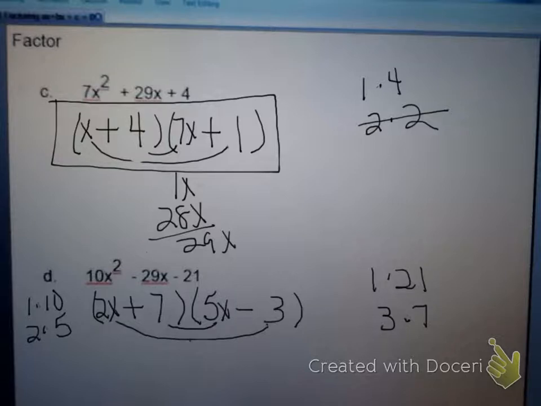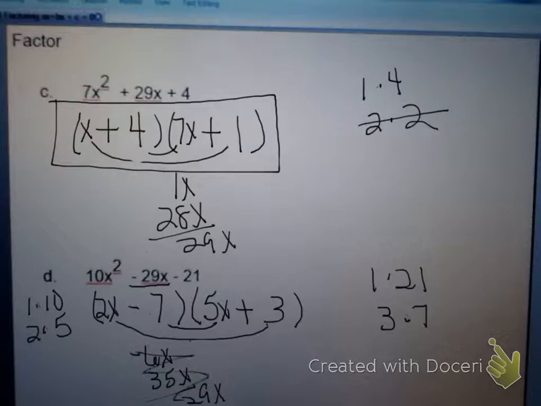Okay, so my outside term is a negative 6x, and my inside is a positive 35x, which is a positive 29x. Now, I want a negative 29x. When you have the right middle term but the wrong sign, all you do is switch the signs around. So I'm going to make this minus a plus, and the plus a minus.